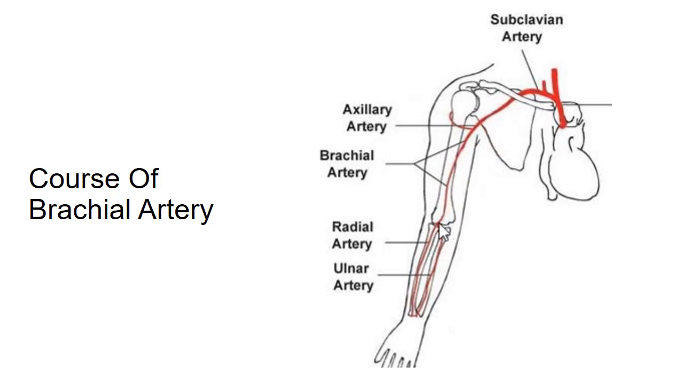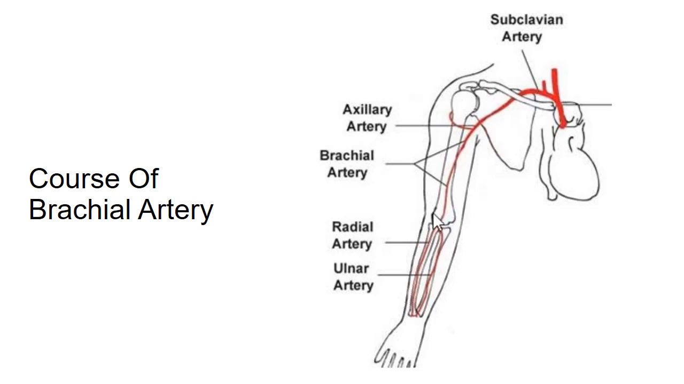It ends in the cubital fossa, this region. The fossa, or a depression which lies in front of the elbow, is termed as cubital fossa. We'll talk about this fossa in detail later on. For now, just remember, this brachial artery ends in the cubital fossa opposite the neck of radius.